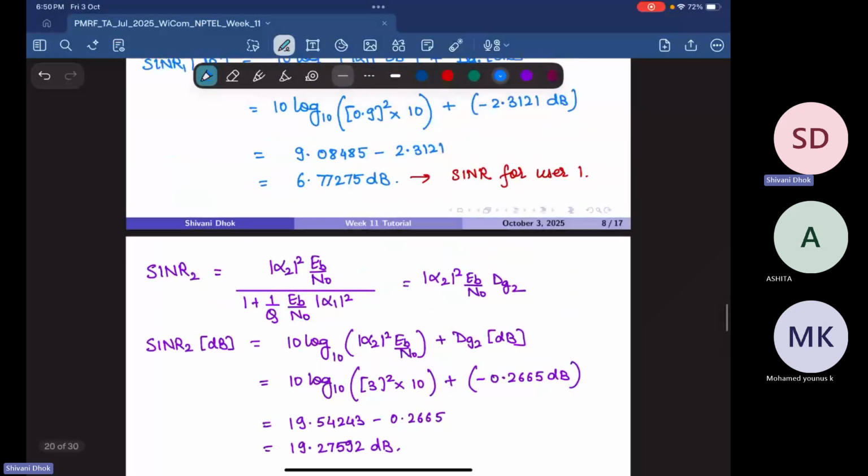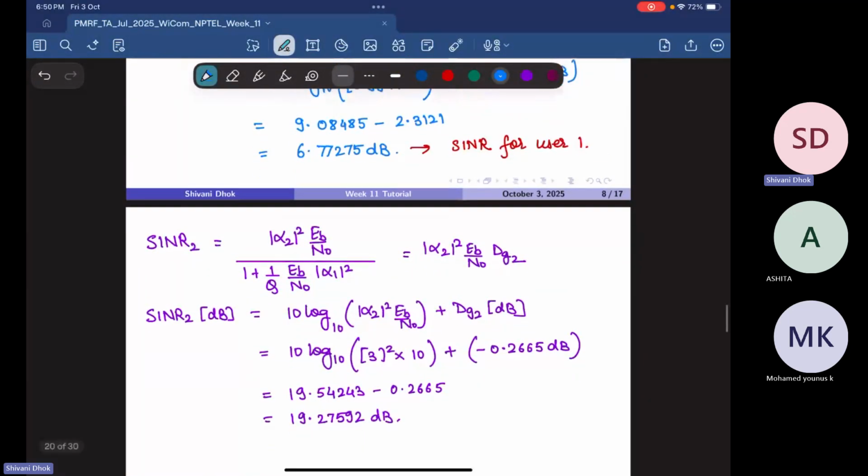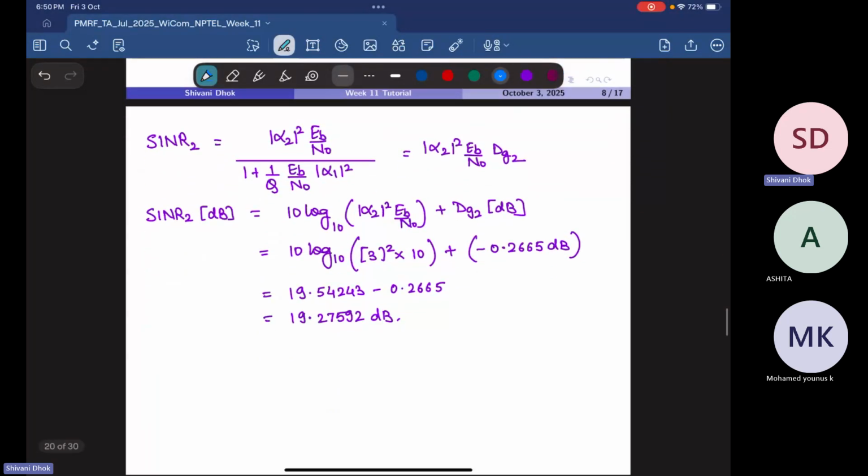But when we had the other case, there was a disparity between the two SINRs. The SINR of user 2 was boosted, it was quite high, but that for user 1 was much lower.